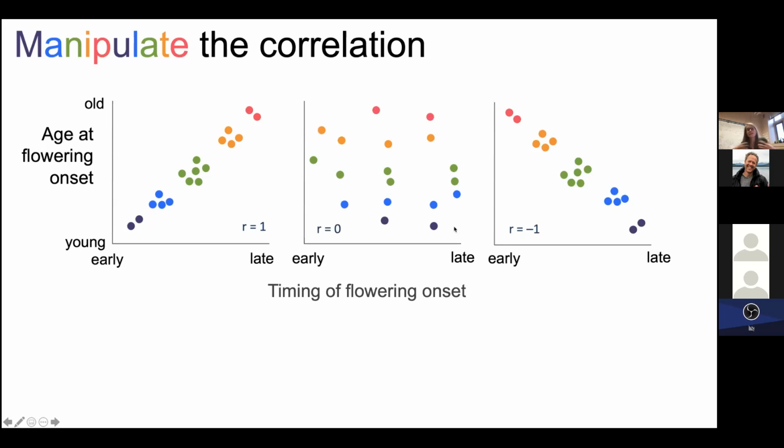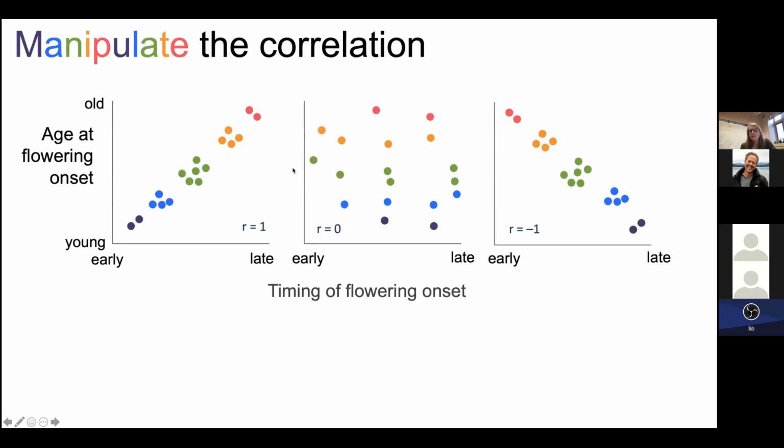And in the third treatment, I disrupted the correlation so that there was no association whatsoever between the timing at which an individual started flowering, was it early or late relative to other plants in the population, versus its age at flowering onset, the number of days it took to go from germination to first flower production.